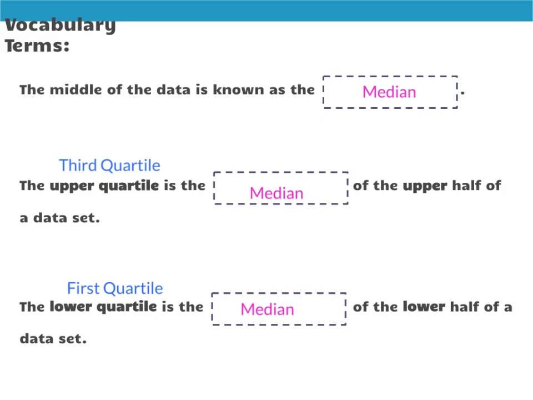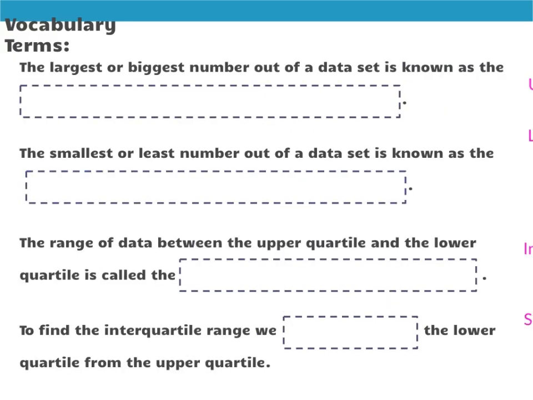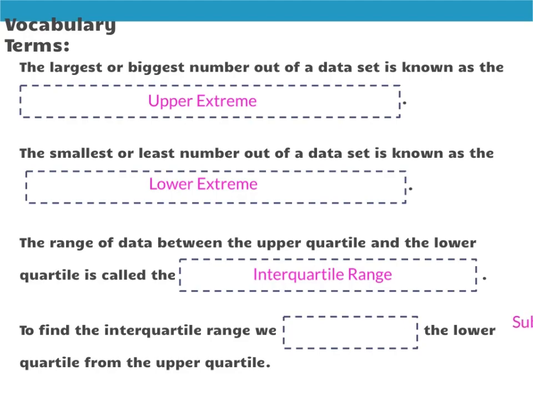Now let's take a look at some other vocabulary terms. The largest or bigger number out of our data set is going to be known as the upper extreme. The smallest or least number out of the data set is going to be known as our lower extreme. The range of data between the upper quartile and the lower quartile is going to be called the interquartile range. And to find that interquartile range, we're going to subtract the lower quartile from the upper quartile. So now let's go ahead and take a look at a box plot and label those vocabulary terms.